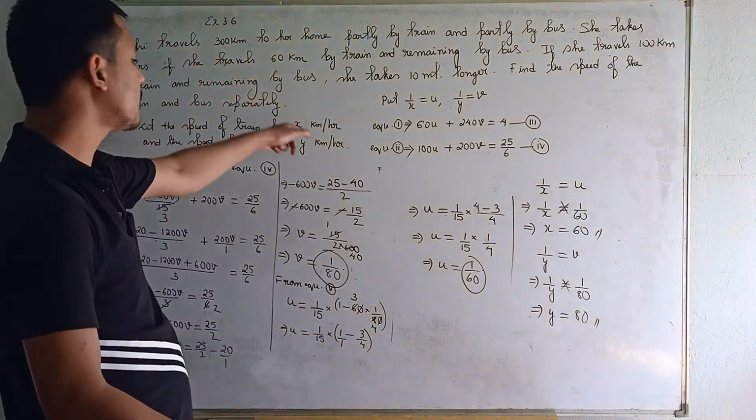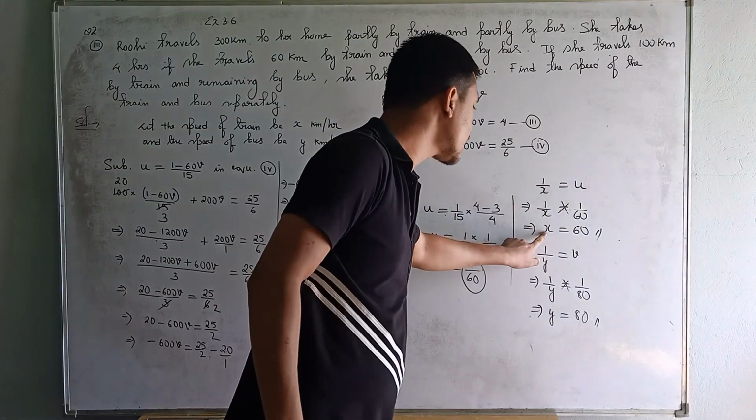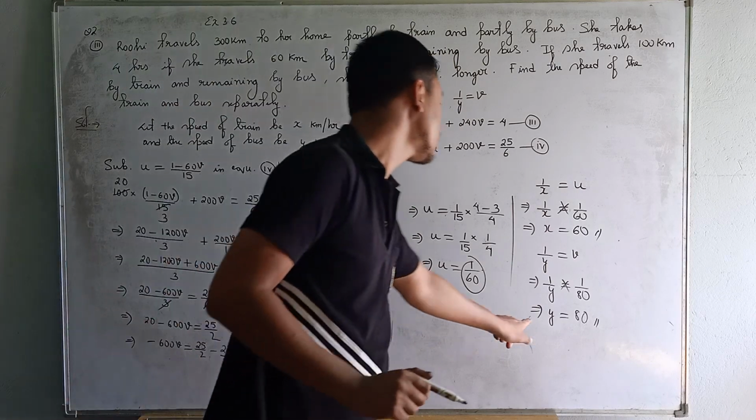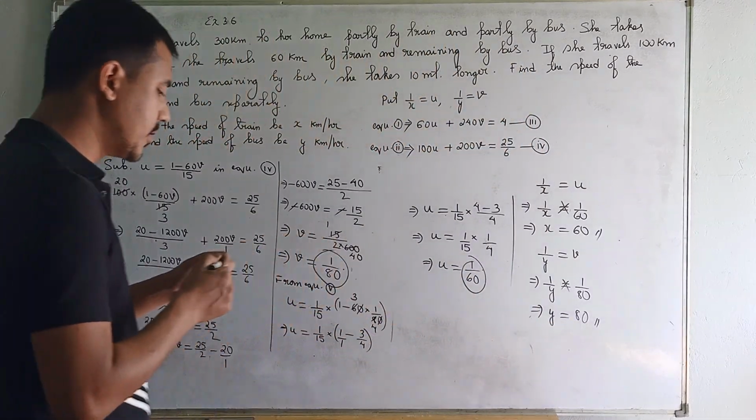x means speed of the train. Therefore, speed of the train is x, so 60 km per hour. Speed of the bus is y, so 80 km per hour. That's how you interpret, okay?